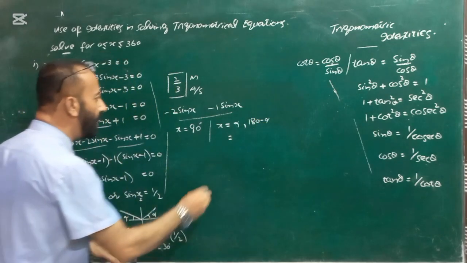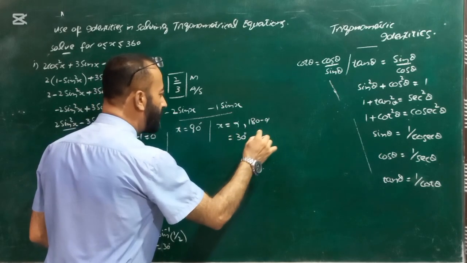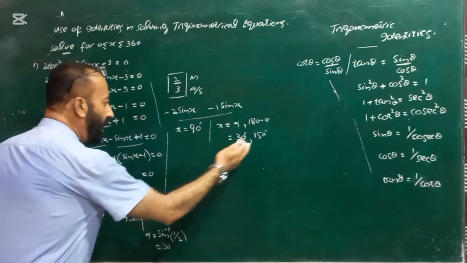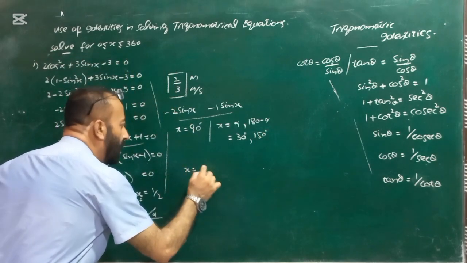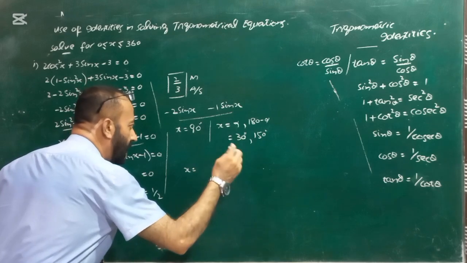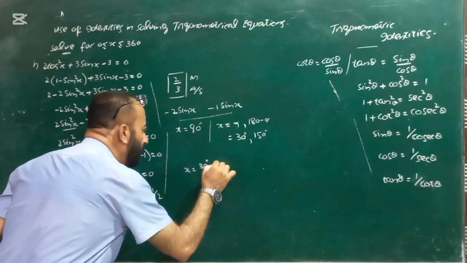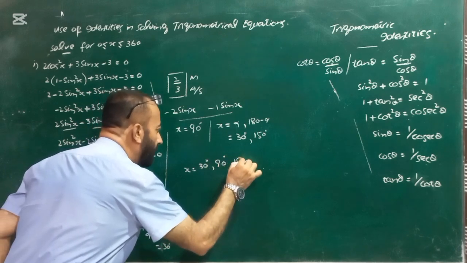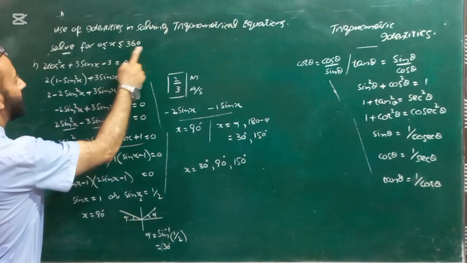Alpha is 30 degree. And 180 minus 30 will be equal to 150 degree. So combining these two values of x, they should be arranged in ascending order. So 30 degree, 90 degree, and 150 degree are the answers of this question within this range.